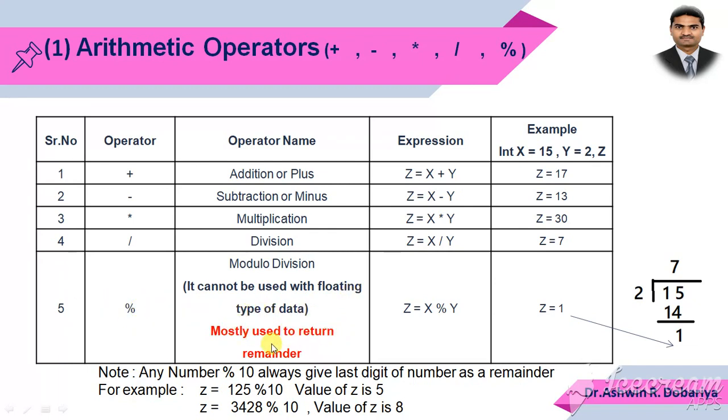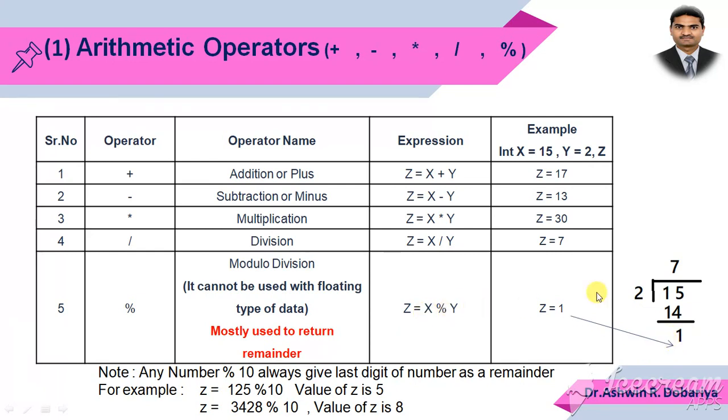Another thing is that mostly it is used to return a remainder. Remainder means what? Suppose I say x modulus y, where the value of x is 15 and the value of y is 2. So 15 divided by 2. Actually x modulus y means x is divided by y. What is the difference between division and modulus? See, the expression is almost similar, only the operator is different. So x upon y returns the quotient, and quotient means this part. Division returns this quotient part and modulus returns this remainder part. This is the only difference.